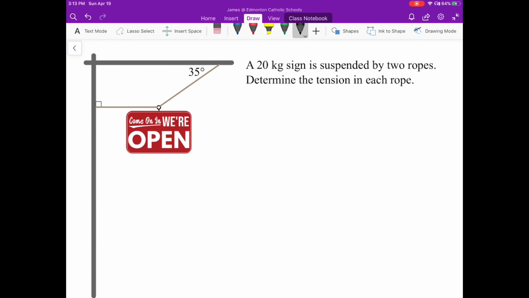Okay, so the sign is just hanging there. So what we talk about is this sign is in what we call dynamic equilibrium. What that means is all forces are balanced. It's not accelerating left, right, up, down. It's not moving. So therefore, all the forces pulling on it and pushing on it have to be canceling each other out.